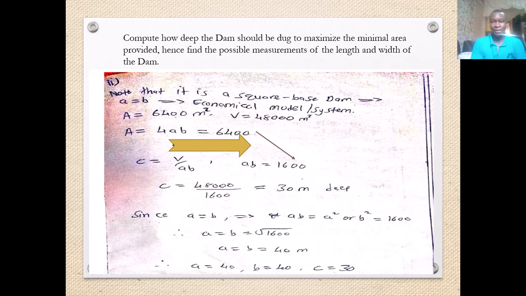You can simply take the value of C, 30 meters, and insert it into the expression of C, and then you are going to do some simple substitution, and boom, you are going to have the length and the width. Now since A and B are equal, it is right to say that A times B is equal to A squared, or A times B is equal to B squared, because they are equal.